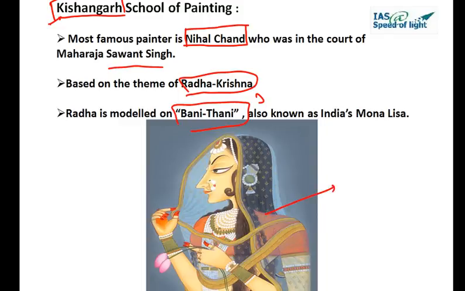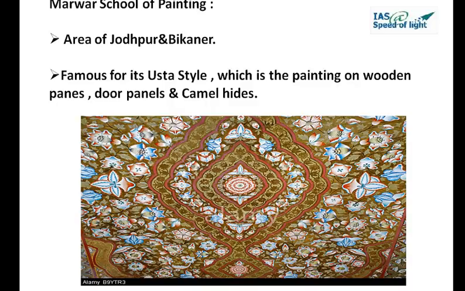So you can see this figure. This is Radha Bani Thani by Nihal Chand. And you can see here the pointed nose, pointed cheek. So this is very important. The Kishangarh school of painting is known for Nihal Chand, who modeled Radha as Bani Thani. Okay, Bani Thani means well prepared or well made up. Bani Thani is also known as India's Mona Lisa. So that is very important, you have to remember that.